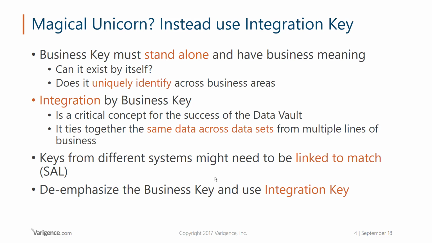But anyway, what we need to do is say, okay, we're going to integrate by the business key. And this is actually a critical concept of Data Vault. It ties together the same data across data sets. So keys from different systems might need to be linked to match. In other words, you might actually have data coming in from one system. We're going to look at this in a little bit here. Also, in the last couple of Data Vault presentations and seminars that I've attended, there seems to be a de-emphasis on the business key. Instead, they say, let's just use an integration key, and then we use same-as links to actually bring them together.